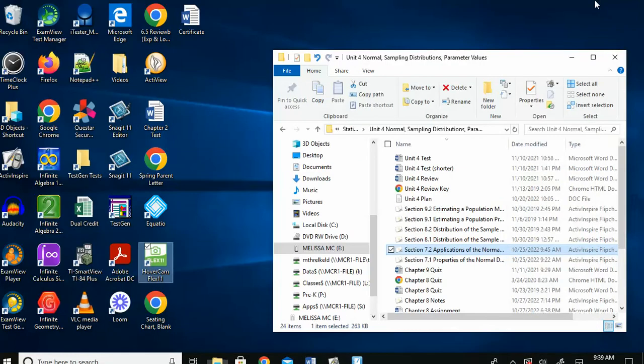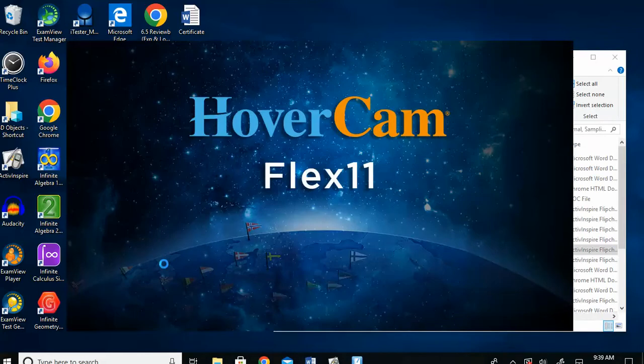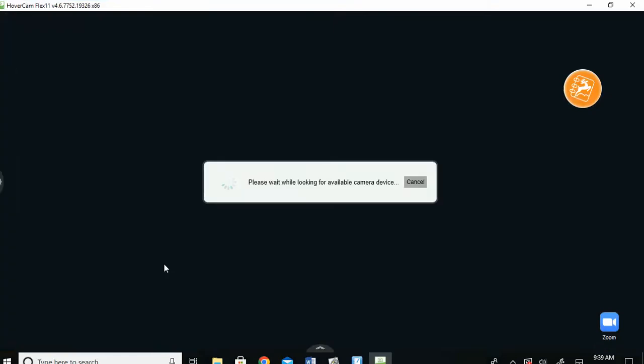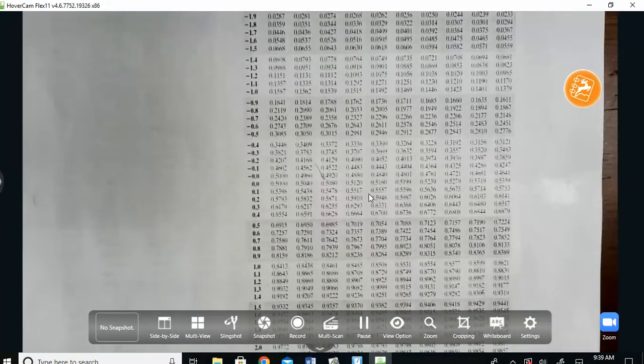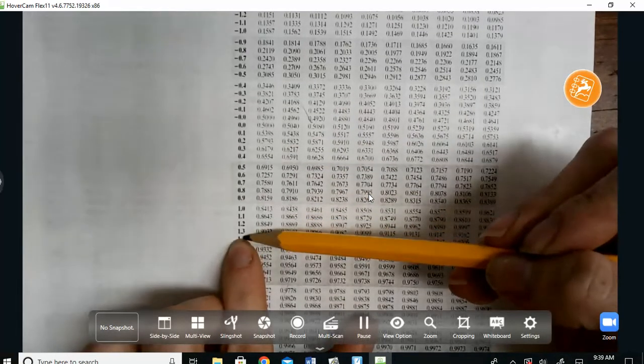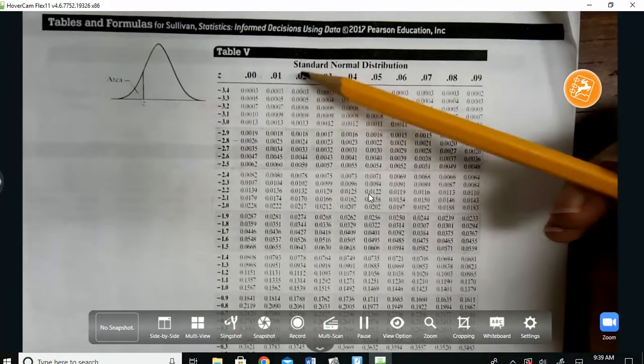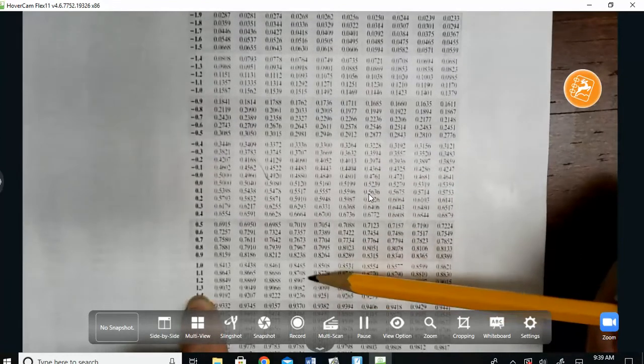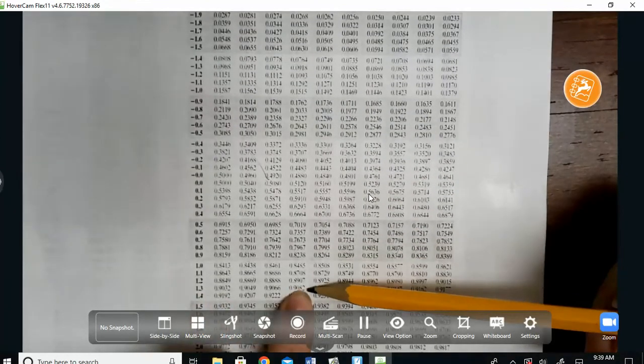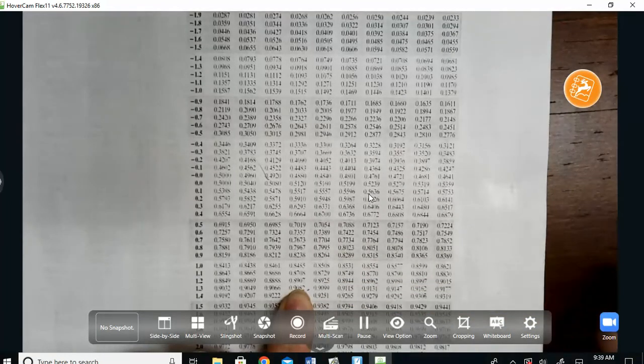I want to make sure we all know how to read this table. Let me show you real quick. All right, we want 1.33, so we go down to 1.3. Then if you look at your columns, this is the 0.00, 01, 02, 03. So we're in this column. I have 0.9082. Does everybody see that?